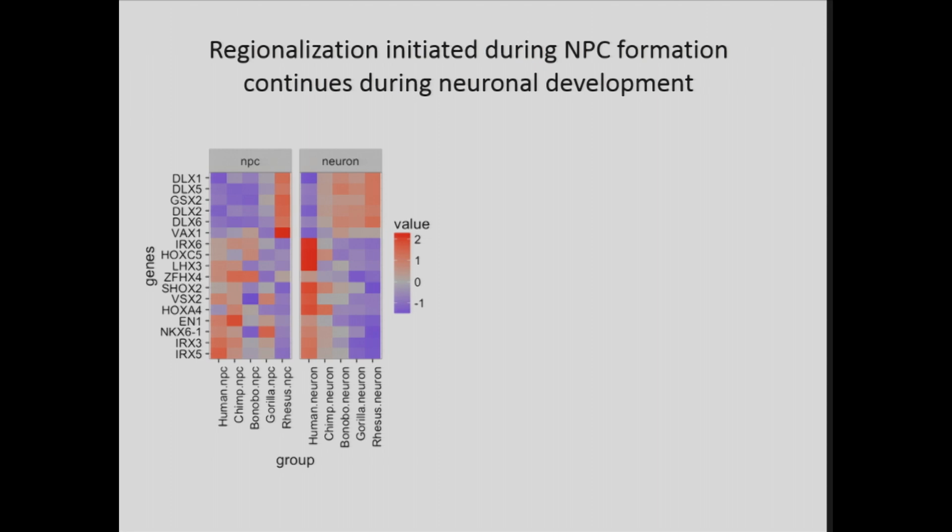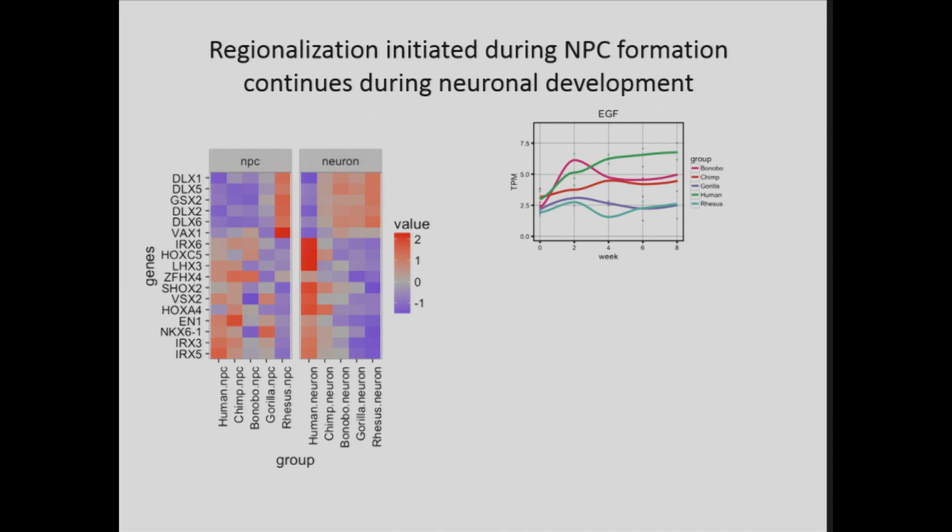The interesting thing here is that when I showed you the image for the NPC that looked like this, we saw that human, chimp, and bonobo all looked pretty hindbrain, and the gorilla and the rhesus looked pretty forebrain. But now that we move to the mature neuron state, we see this really stark differentiation where the humans are still lagging behind the other species, and the rest of the species are moving on to that more forebrain phenotype.